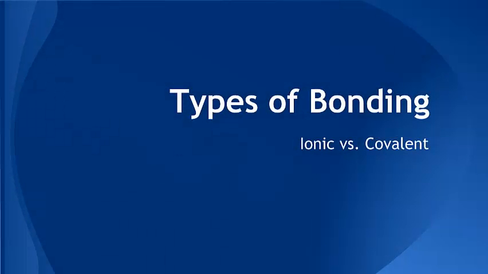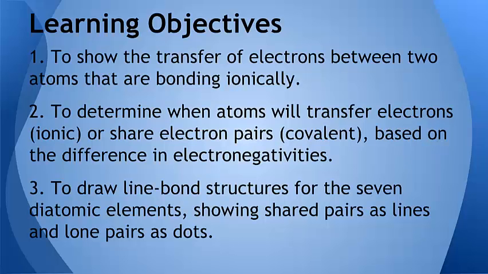We're going to talk about types of bonding, ionic versus covalent, and here are your learning objectives for this video. Pause the video and write them down. Let's take a look at how atoms connect to one another. We're going to be looking at two types of bonding. The first is called ionic bonding.